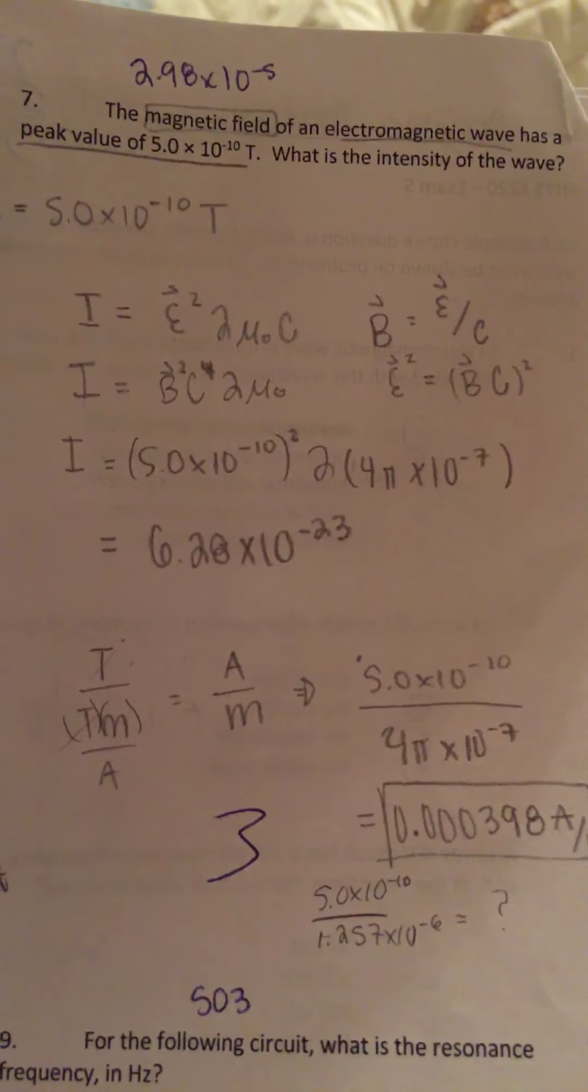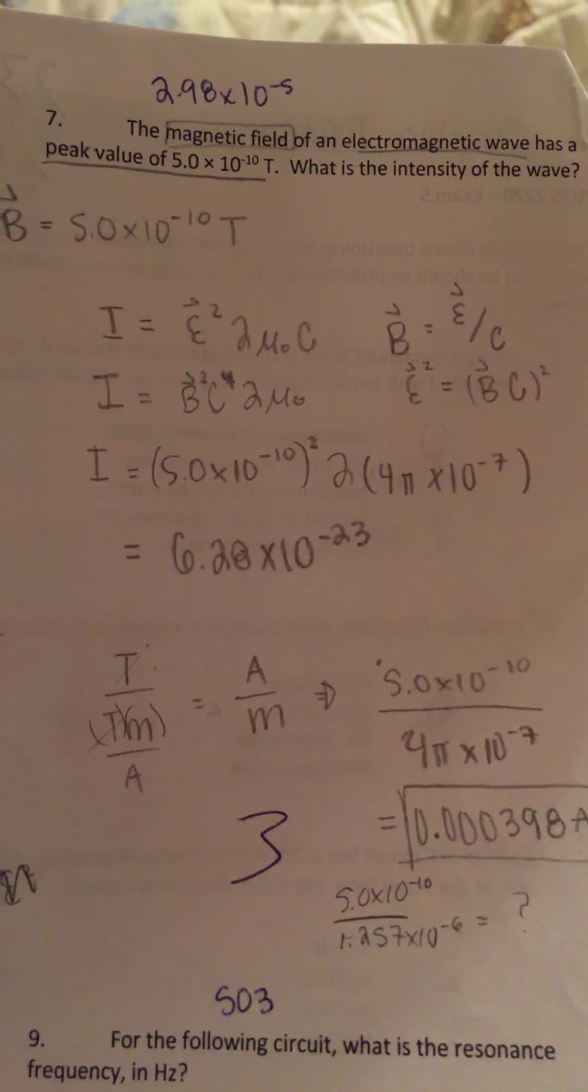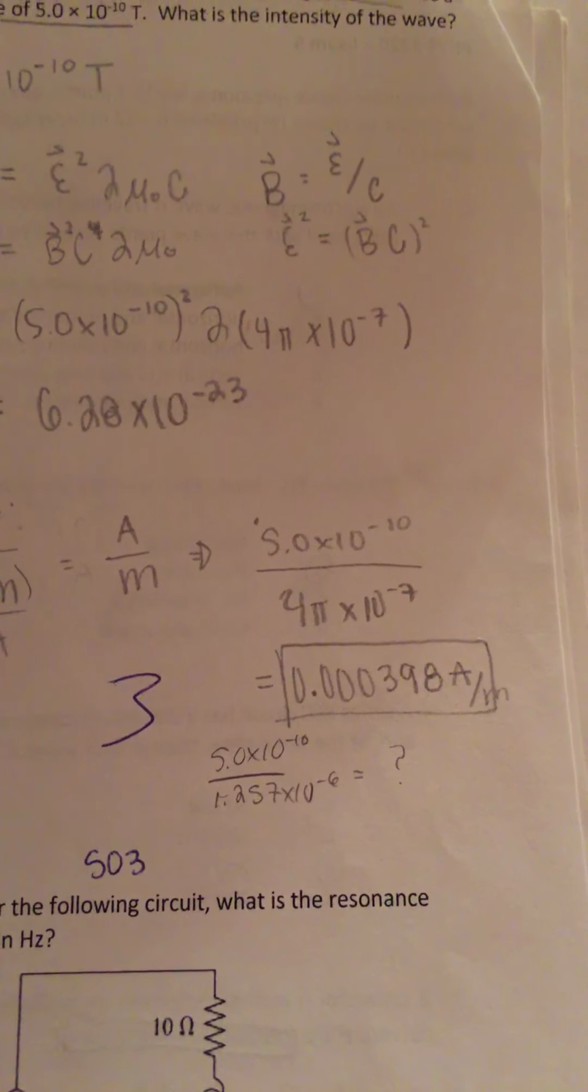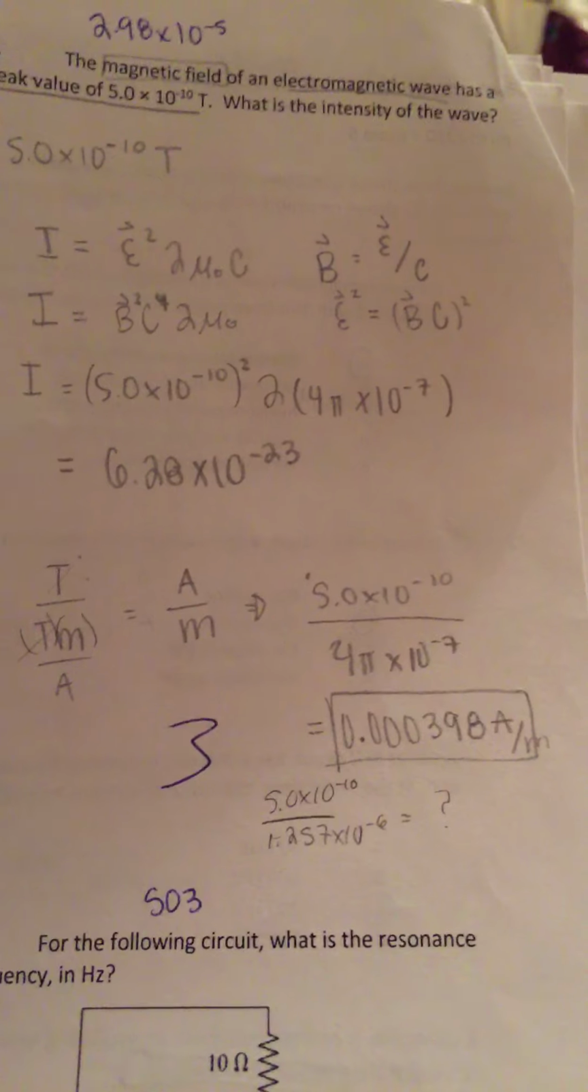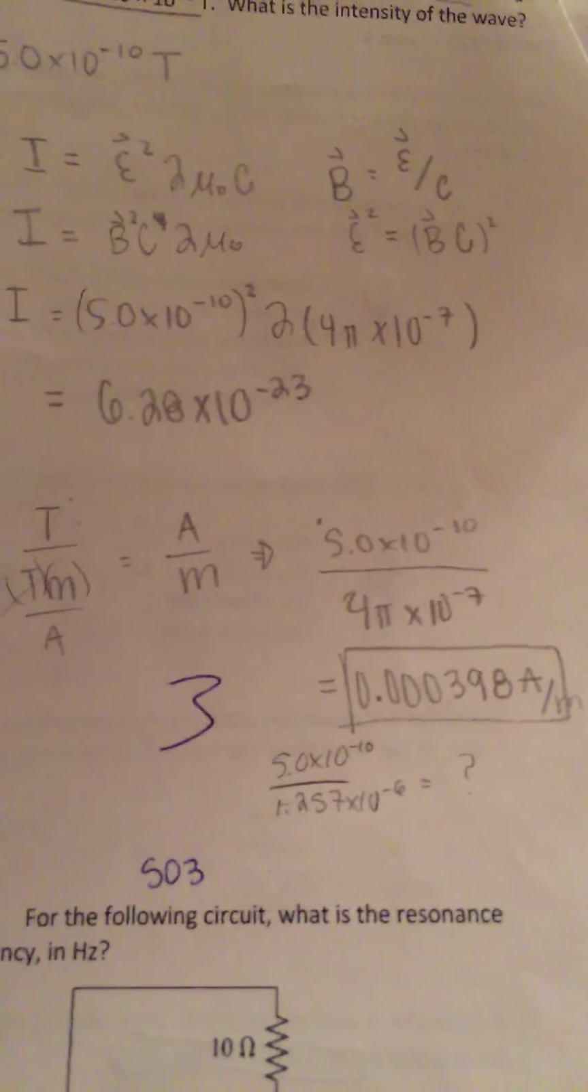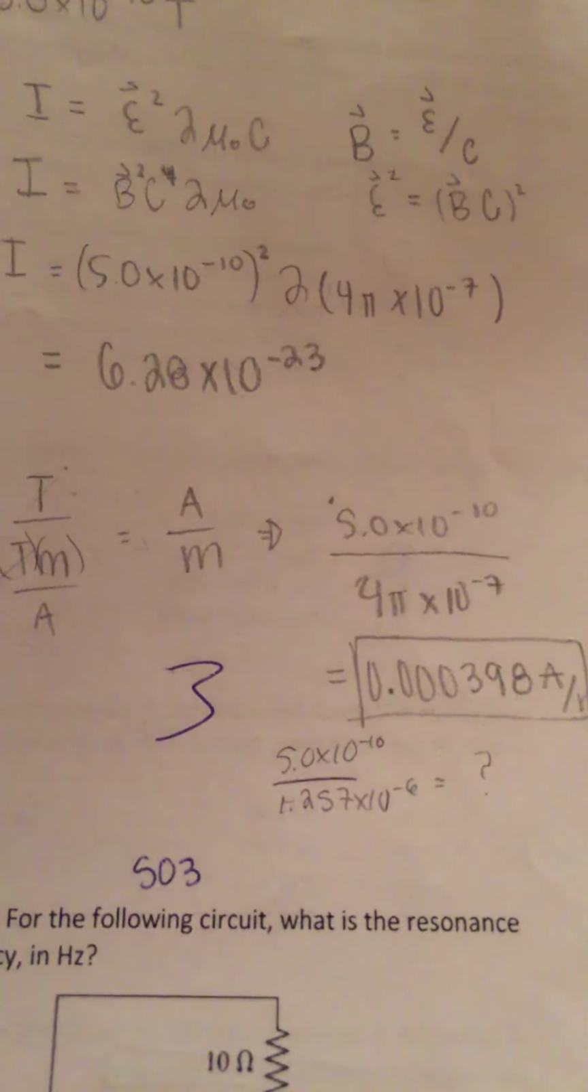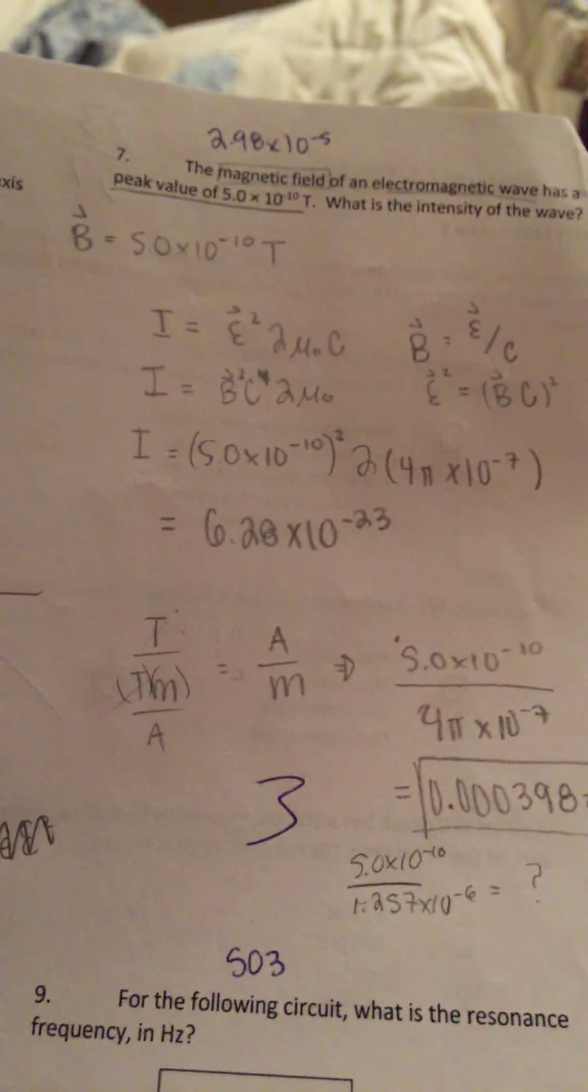And the correct answer is 2.98 times 10 to the negative 5. For some reason, when I keep plugging it in, I get 0.000398 A/m. So it is literally 0.0001 off, and I'm not sure why. But that is the correct answer, and that is how I got to where I got.